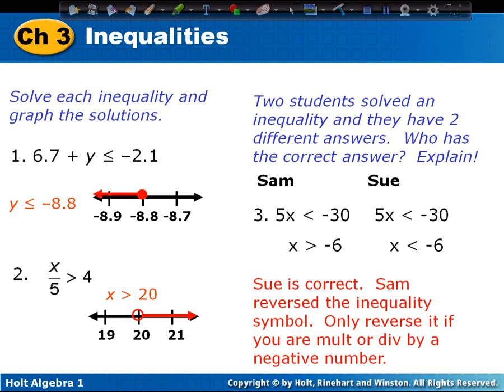And on number 3, it says Sue is correct. Sam reversed the inequality symbol. Only reverse if you are multiplying or dividing by a negative number. So here, the 5 was not negative, and that's what I would have been dividing by. The 5 was positive, so my inequality symbol should have stayed the same, which is what Sue did, so she is correct. Sam should not have flipped that sign. So make sure you have all those correct. If not, please go back and find your mistake and fix it.